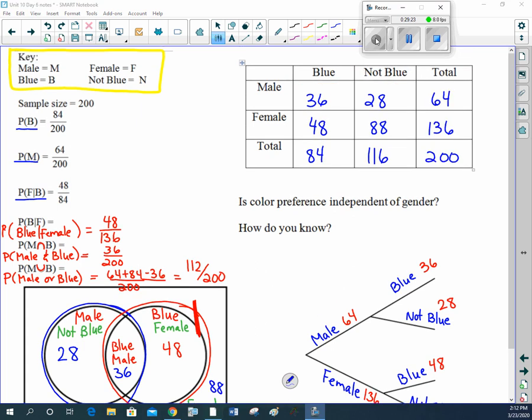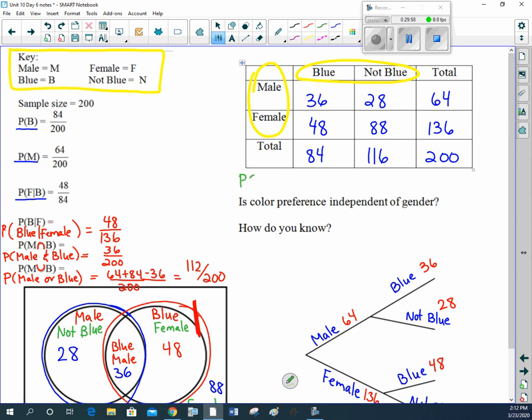Okay, we're ready to answer our question. Is color preference independent of gender, and how do we know? So we're going to go back to our little formula to prove that. First of all, you've got to pick two events from events that are not the same category. So what do I mean by that? You need to pick a blue or a not blue, one from that category, and then male or female, one from that category. So don't pick male and female, and don't pick blue and not blue. You've got to pick one from each of the categories. And then you just have to figure out what you want each of those to be.